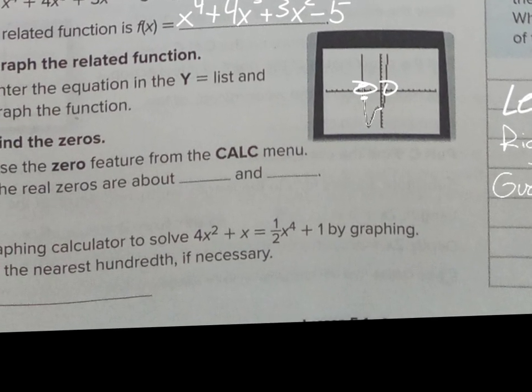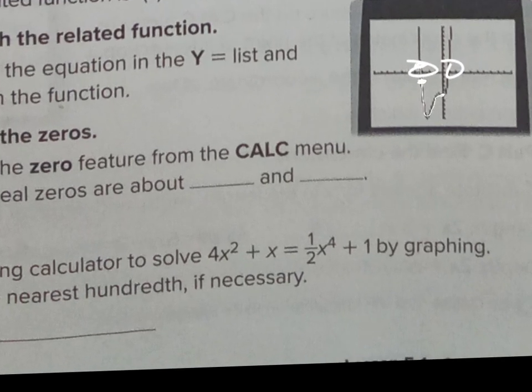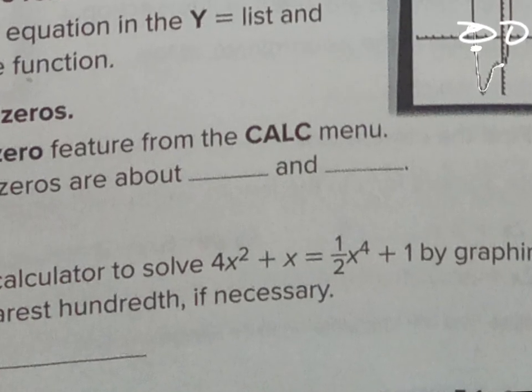And then down at the bottom, it'll give you like a coordinate. And what is the x value of that coordinate? Negative 3.21.